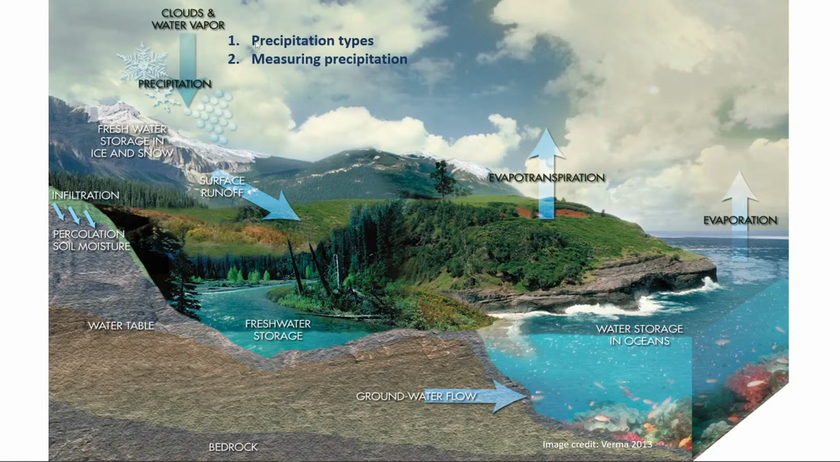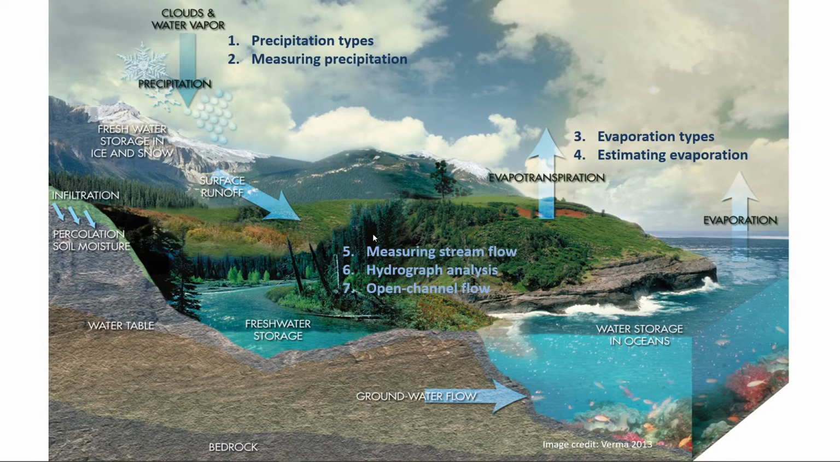As mentioned previously, in the surface hydrology course, you will learn things like precipitation and measuring precipitation, evapotranspiration and how to estimate evapotranspiration, measuring stream flow and hydrograph analysis, and open channel flow. So you'll learn this in a hydrology and hydraulics course. Soil moisture, infiltration and percolation, you'll learn this also in the hydrology course or a soil science course.